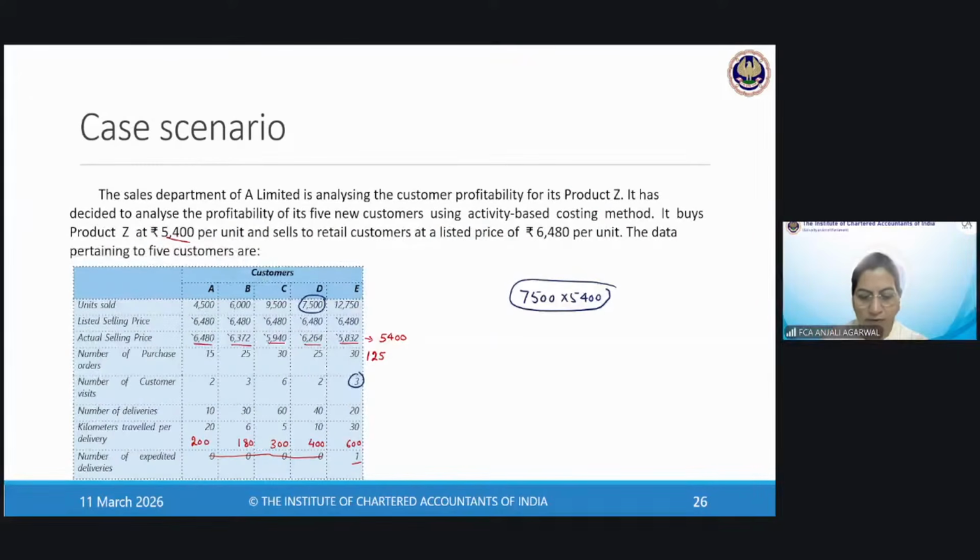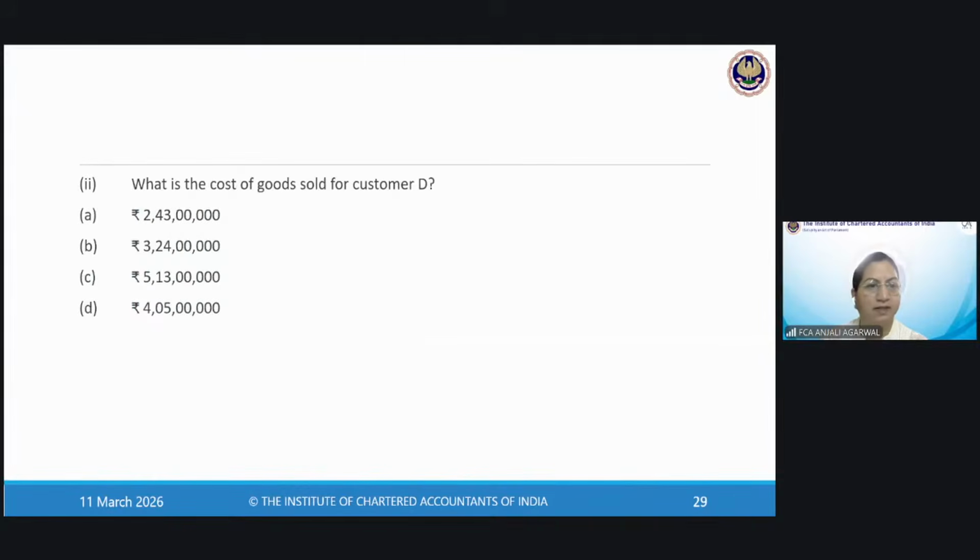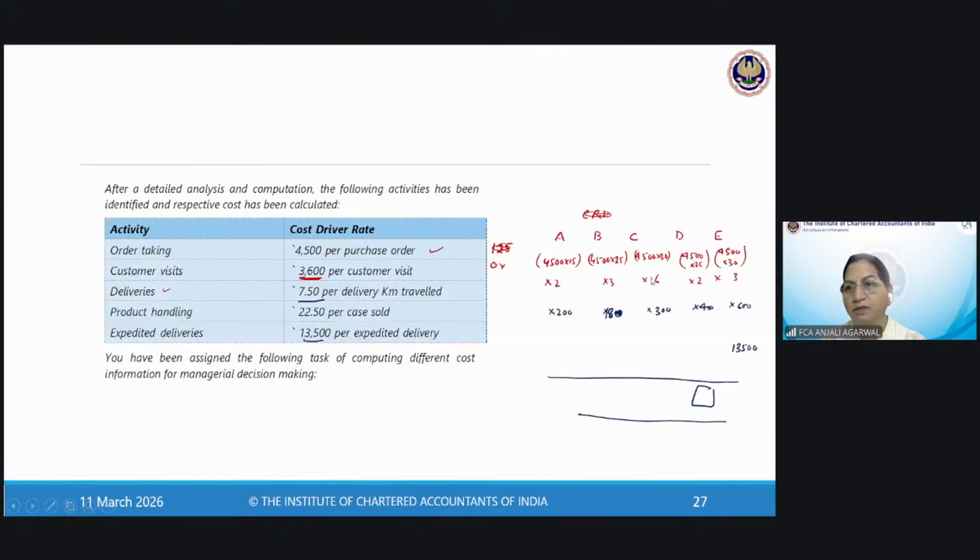7,500 into 5,400, which is 4 crore 5 lakhs. Apart from that, you will also add, we are saying cost of goods sold. So cost of goods sold has everything. So whatever the total comes out from D that you will also have to add.